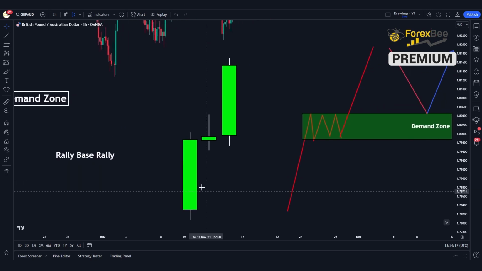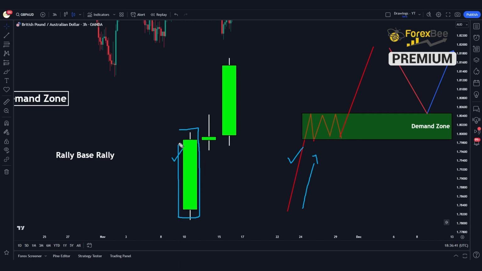Rally-based rally means a market structure in which the first candle is a very big bodied bullish candle which has a lot of momentum of buyers, and as you can see, the market structure is represented here. The buyers are in very good momentum and they are pushing the market in the bullish direction in the first candle or the first phase of the market.